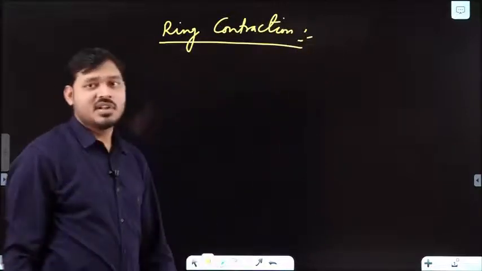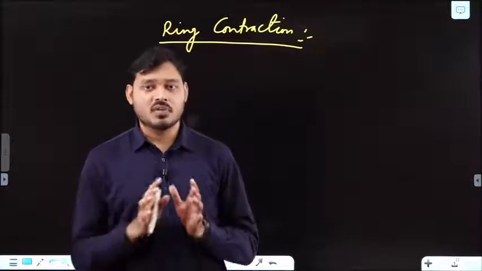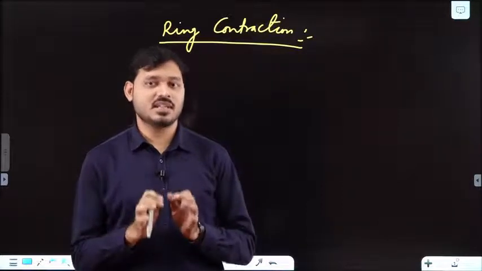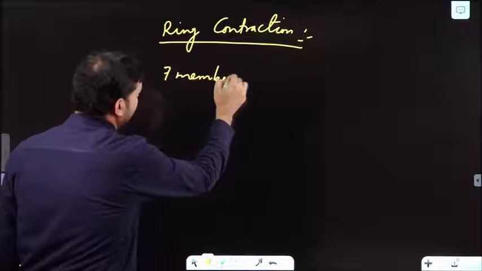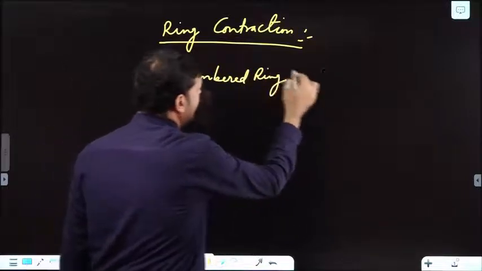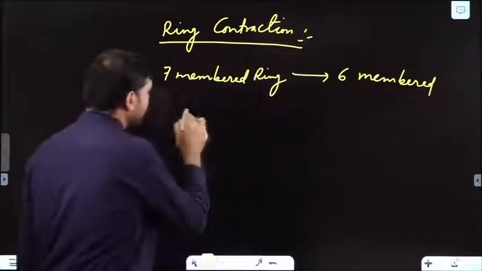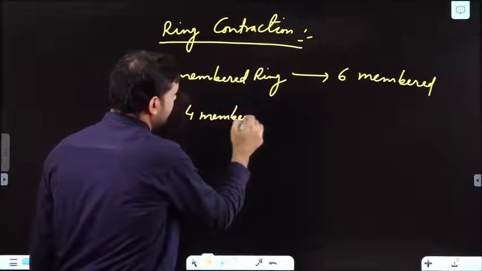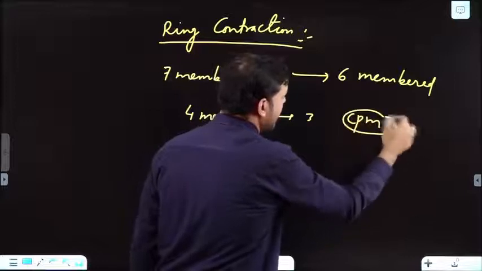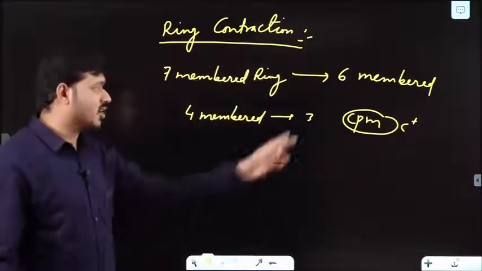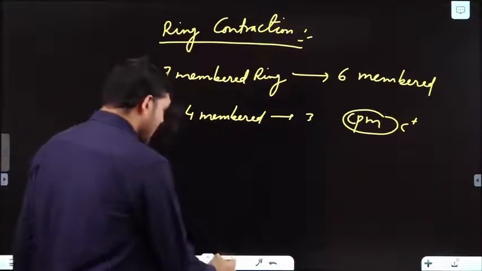Ring contraction. Now dear students, understand, ring contraction is a very different case which is studied in organic chemistry in very few cases only. What happens? If you have a 7-membered ring, to attain stability, it becomes 6-membered. And one more case studied is 4-membered to 3-membered, and that is a special case of CPM carbocation only. You remember the cyclopropyl methyl carbocation? Only in such a case is that possible. I am just telling you an example.